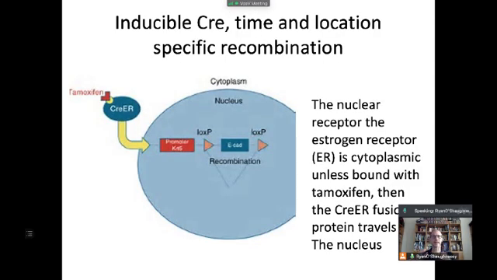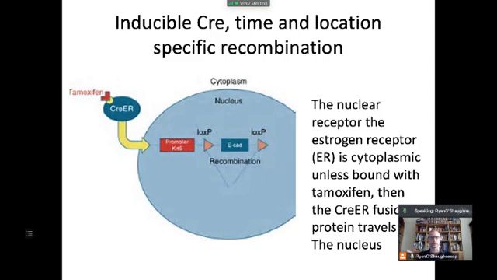So we can make Cre not be on all the time in the cells it's expressed in, but rather we can induce the Cre, and this allows for time and location-specific recombination. Our location-specific recombination is controlled by what promoter Cre is controlled by. So a heart-specific promoter would express Cre in the heart.